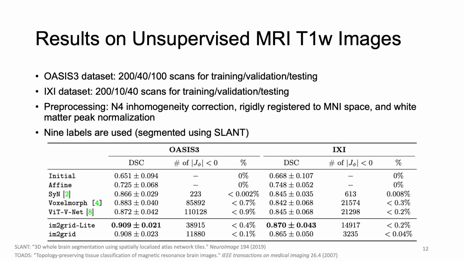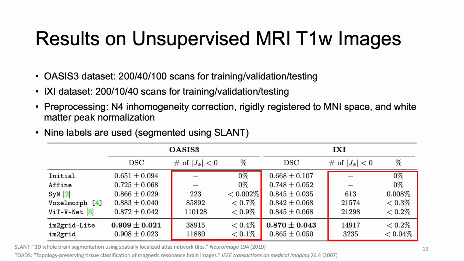We compared our method against several deep learning and non-deep learning methods. It can be seen in the table that the dice coefficient for our method is much better than the comparison methods. In addition to the dice coefficient, we also report the number and percentage of voxels with negative Jacobian determinant. From this table, we can see that our method achieves much better dice coefficient with a low number of non-diffeomorphic voxels.